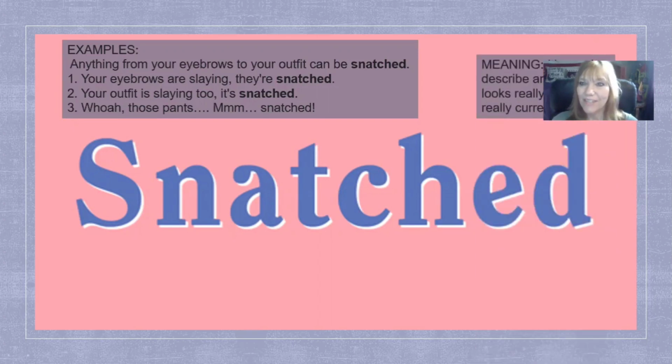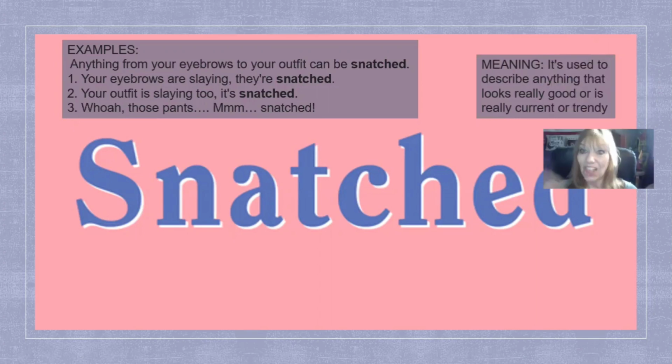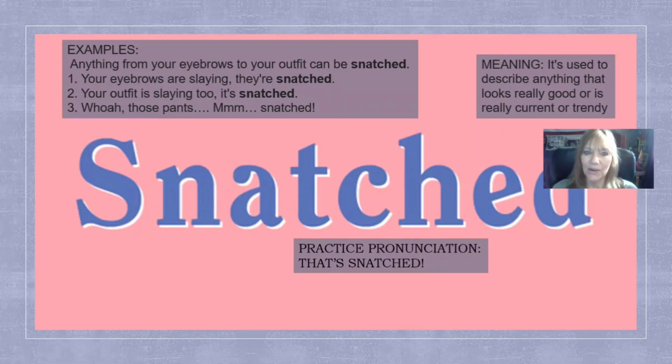Well, it is used to describe anything that looks really good or is really current or trendy. That's what it means, to describe anything that looks really good or is really current or trendy: snatched. So let's practice the pronunciation here. That's snatched. Can you try it for me? That's snatched. Good, very good.